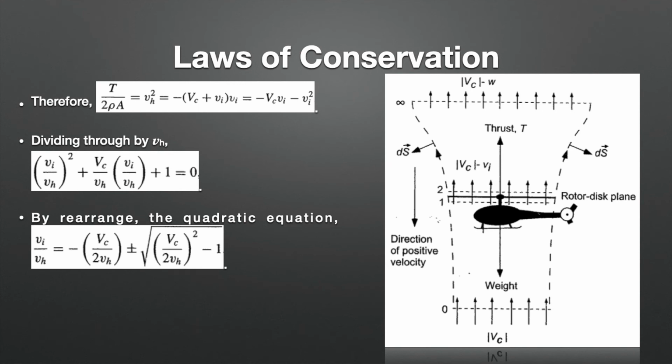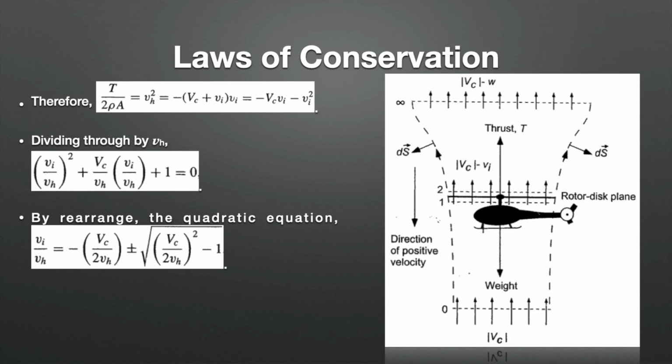The solution for the variable is Vi by Vh is equal to minus Vc by 2Vh plus or minus square root of (Vc by 2Vh) whole square minus 1. This is the solution for that quadratic equation. Again, like the climb case, there are two possible solutions here for Vi by Vh. One of these solutions produces a value of Vi by Vh which is greater than 1, which violates the assumed flow model in this descending case.